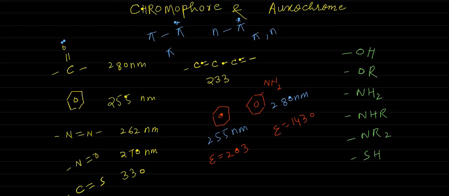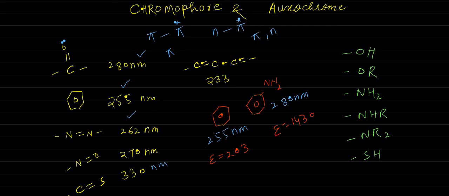Various chromophores which can be taken as examples are carbonyl, which absorbs at 280 nanometer. We have the benzene ring, with pi electrons as chromophores, with 255 nanometer as lambda max. It could be extended conjugation. We have the nitrogen-nitrogen double bond, with 262 nanometer as the lambda max for this chromophore. And we have N double bond O, 270 nanometers, and C double bond S, thiocarbonyl, 330 nanometer is the lambda max. So these are the groups responsible for absorption of UV or visible radiations.